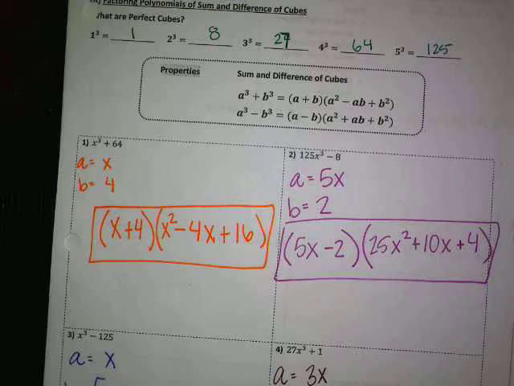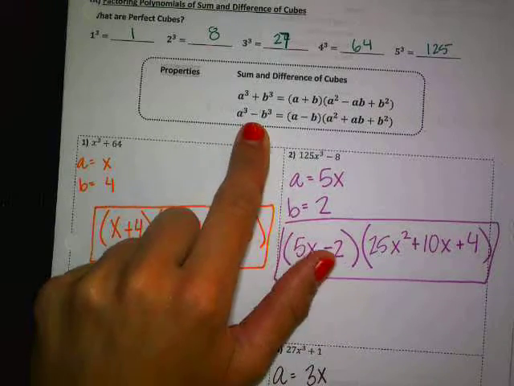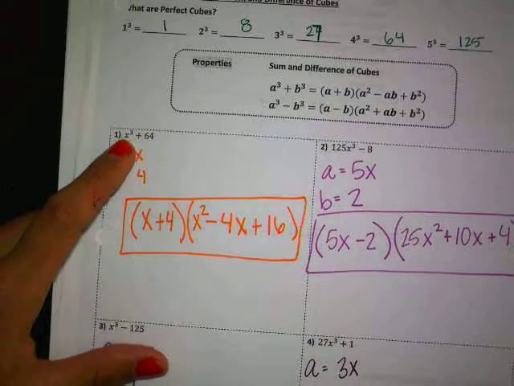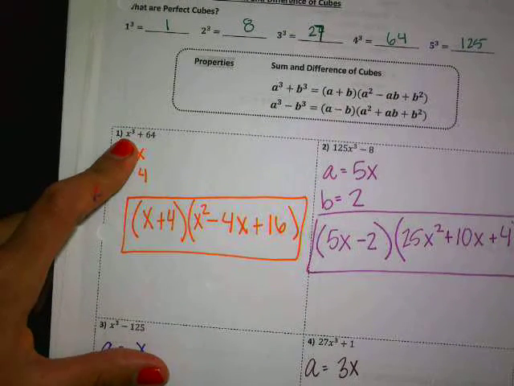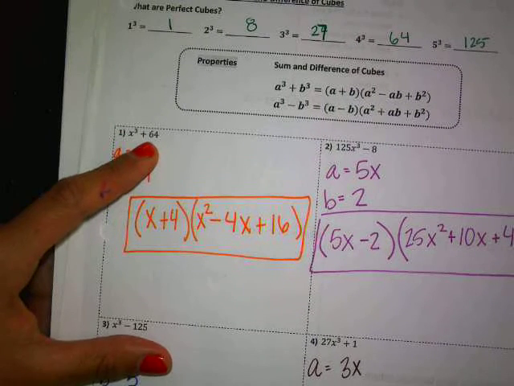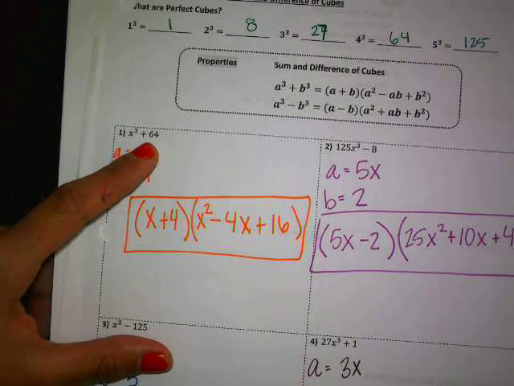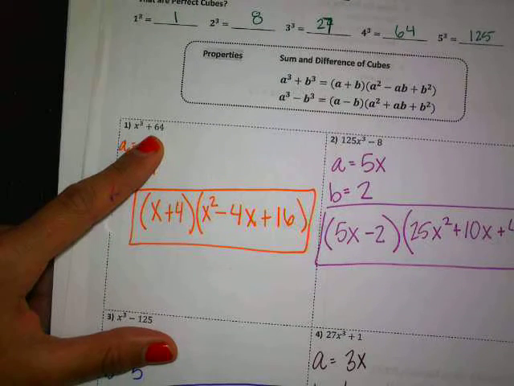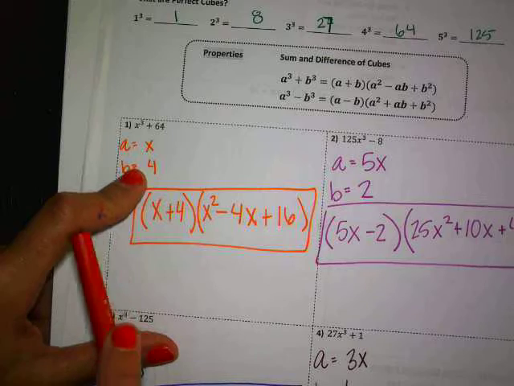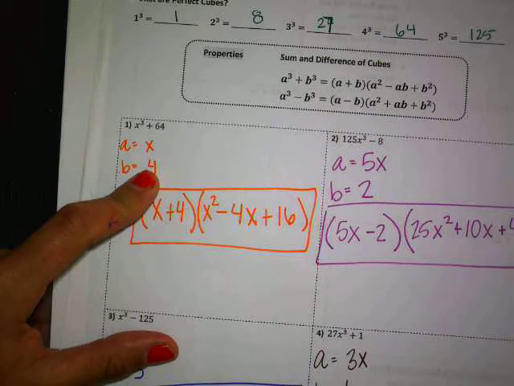I will keep this poster up. But this is the sum, this is the difference. All right, so when you're looking here at your problems, you see x cubed, and you are going to ask yourself, is 64 a cube? Well, what number cubed will give me 64? 4. So yes, it is a cube. So a is going to be x, b is going to be 4, because 4 cubed is 64.